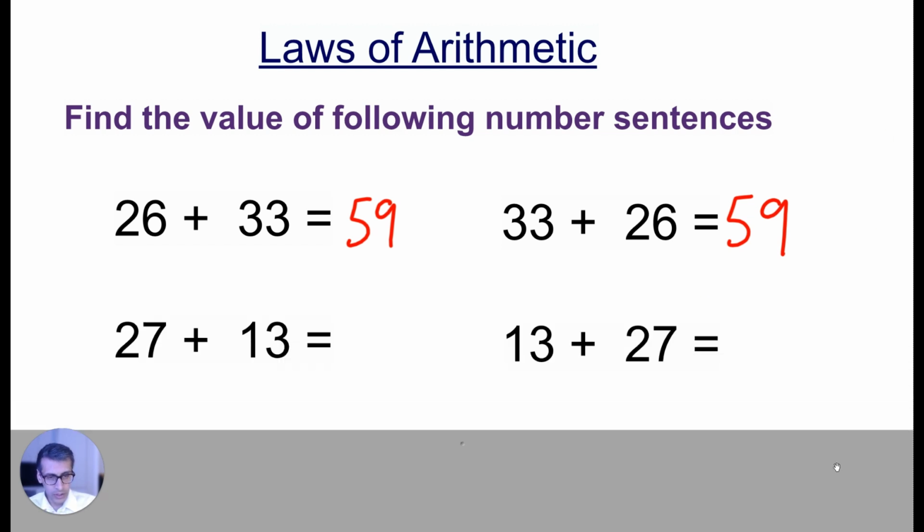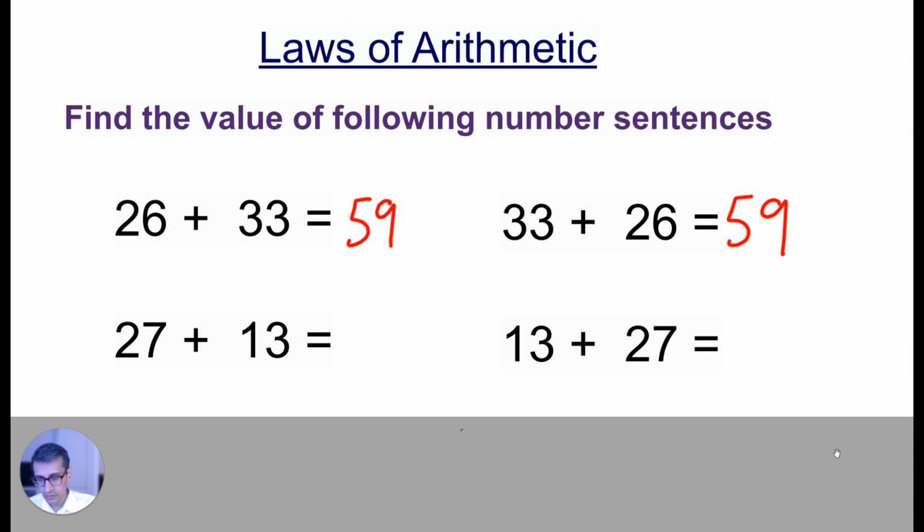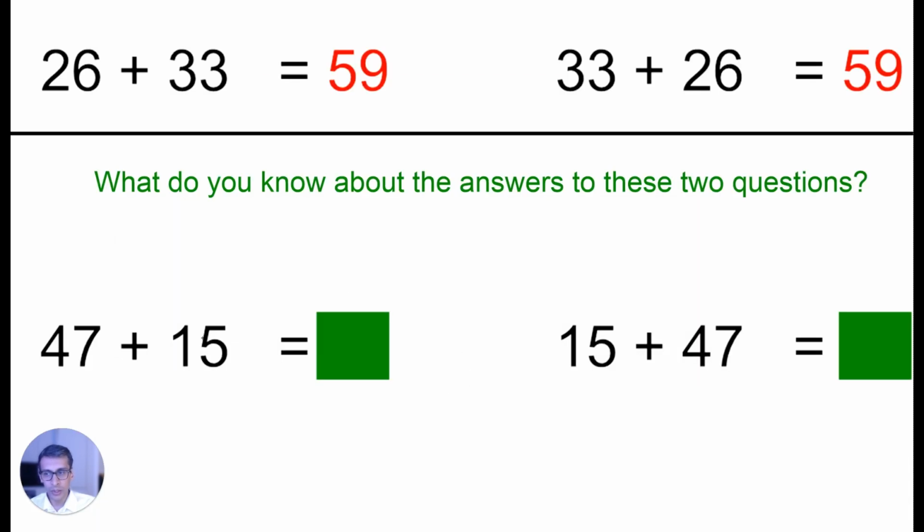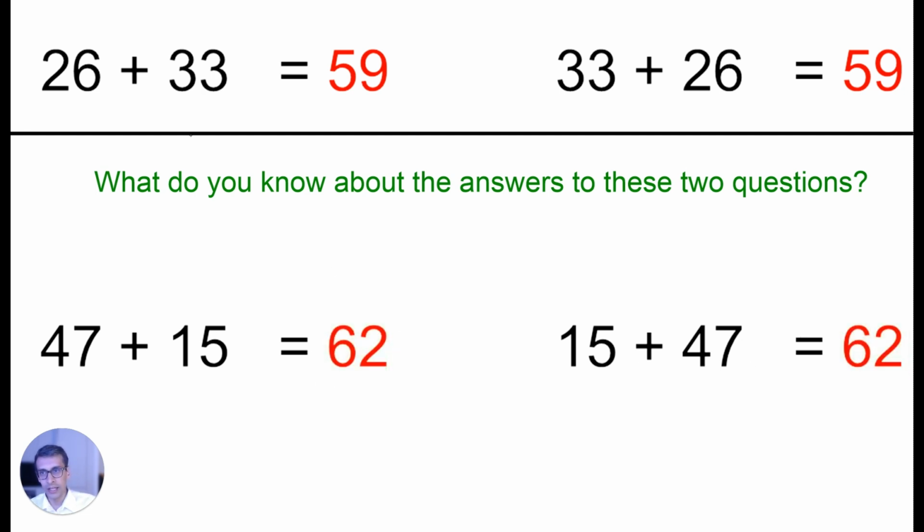Okay, and we do another example here. 27 plus 13, what do you get when you add these up? Well, you're going to get 40, and then 13 plus 27, you're also going to get 40. So what do you notice about these? What's the same and what's different? Have a look at this example here. What do you notice about the answer to 47 plus 15 and 15 plus 47? So hopefully you figured out that you're going to get 62 in each case.